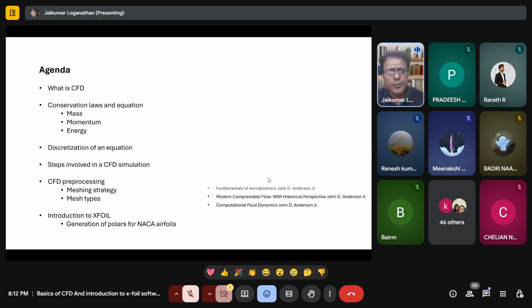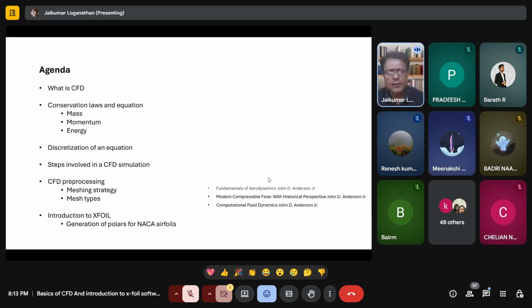So this is going to be the agenda for today. We're going to look at what is CFD, and then we're going to look at some of the basic conservation laws and the equations associated with that, mass, momentum, and energy. So they become the core for the CFD, where we'll be solving these equations.